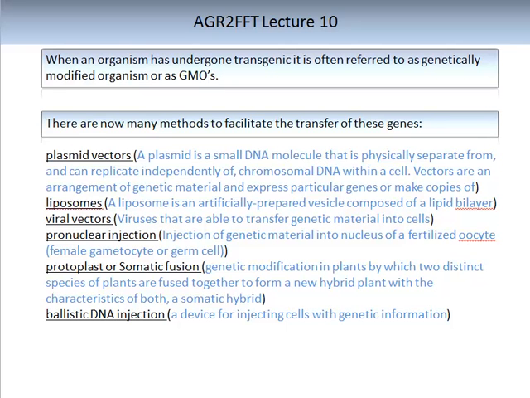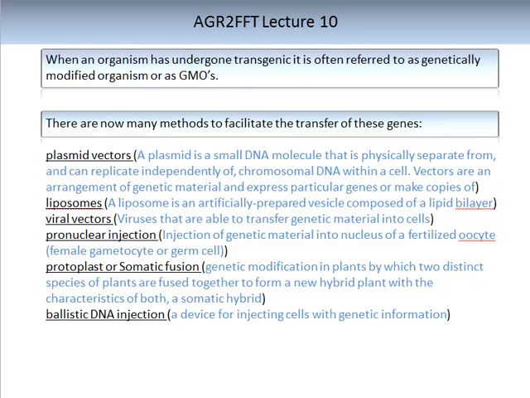The vector, or the way the gene is moved around from one organism to another, is a very important component of this technology. On this slide we have listed a number of vectors. There's the plasmid vector, the liposome, the viral vectors, the pronuclear injection, the protoplast or somatic fusion, and the ballistic DNA injection. All of these technologies or techniques have the same aim, that is, to remove a piece of DNA and enter it into another organism so that it will enable the expression of the trait that you are interested in.